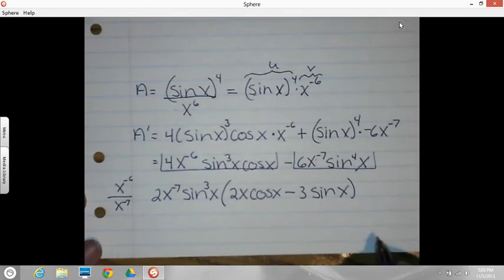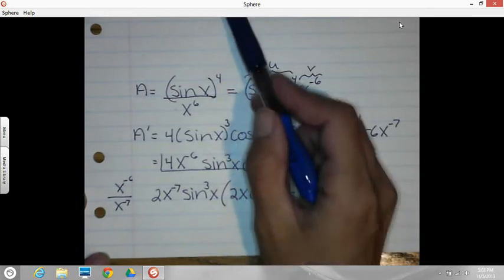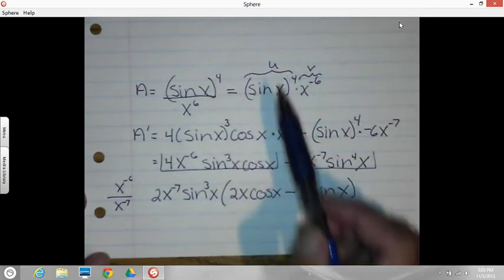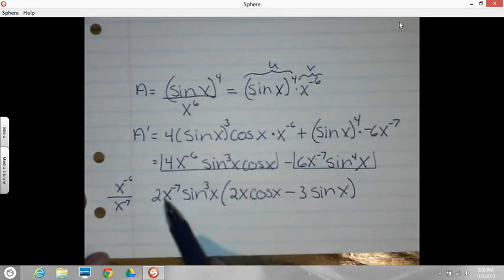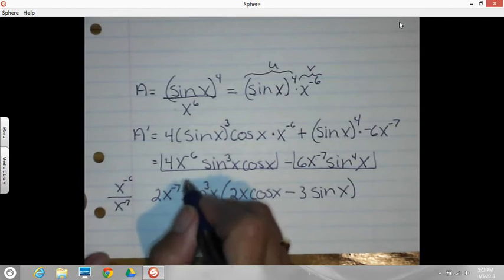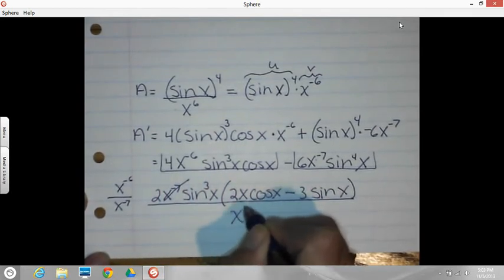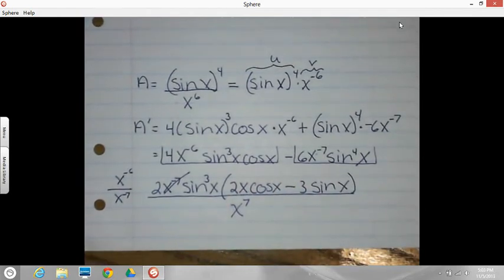Okay, the only thing that's different now, I've got the 2, I've got the sine cubed, I've got the 2x cosine minus 3 sine. The only thing is I've got an x to the negative 7th. Well, because this is x to the negative 7th, if I shove it back down to the bottom here, it now has its happy exponent on, x to the 7th. And now the two derivatives are identical. So there it is. If you like to rewrite and use product rule, you can.